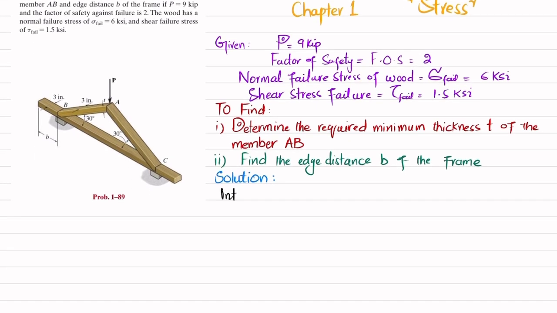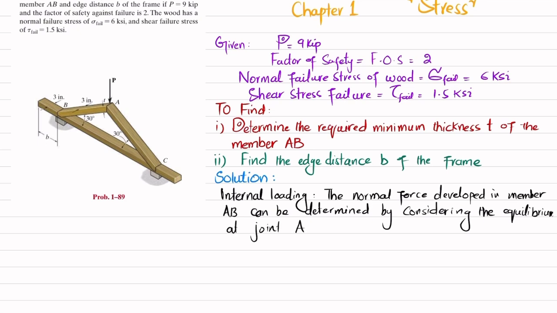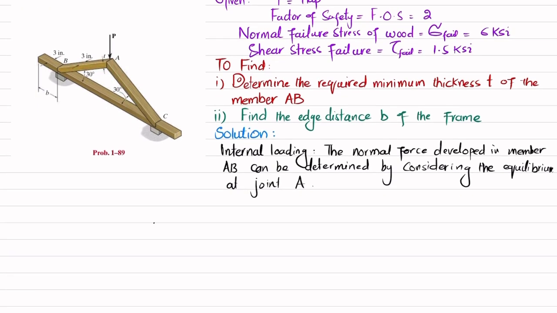So first we will find the internal loading. Let me write it first. The normal force developed in member AB can be determined by considering the equilibrium at joint A. So what we will do is take this joint A, draw the free body diagram, and find the force AB.